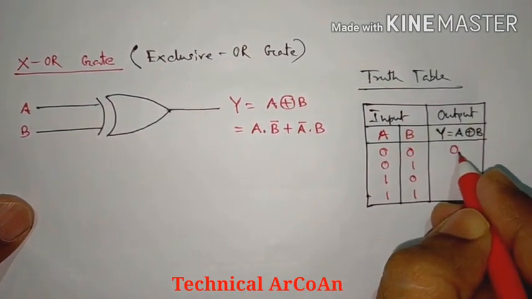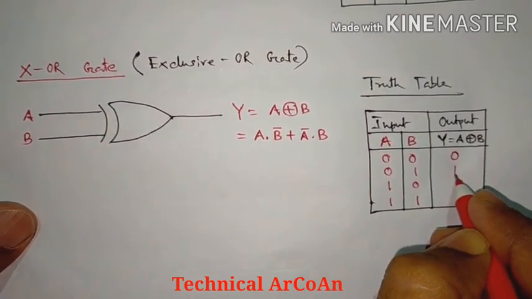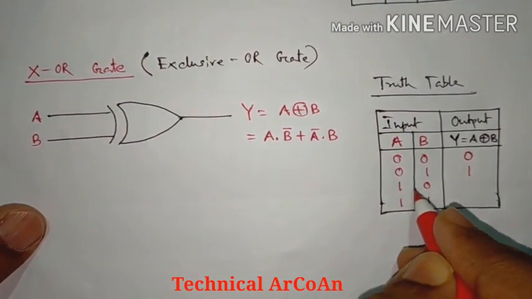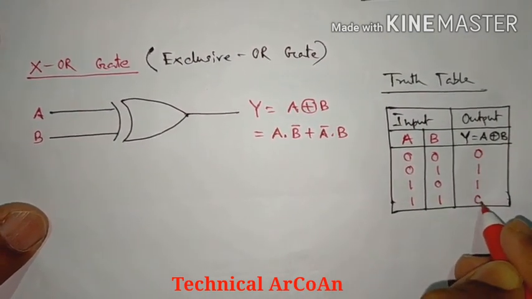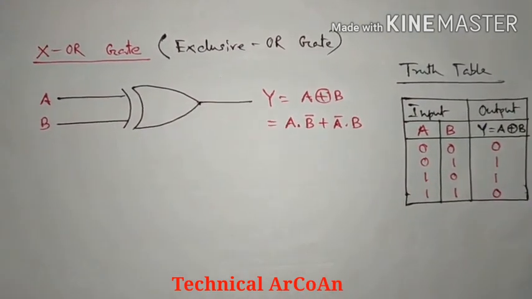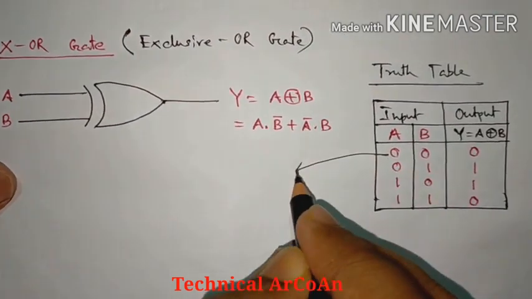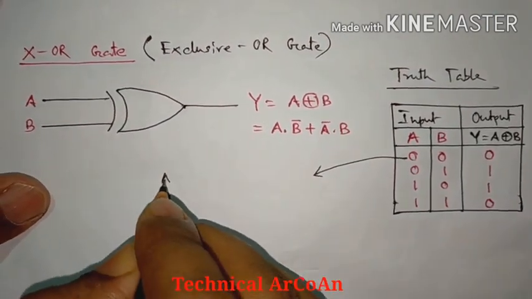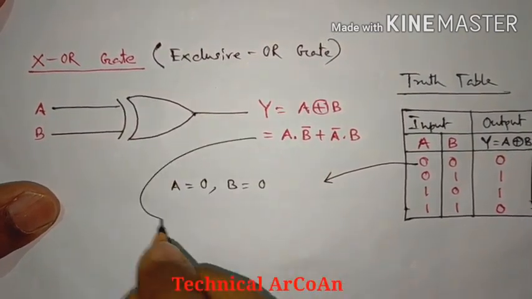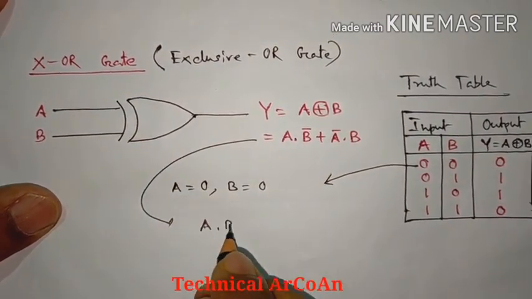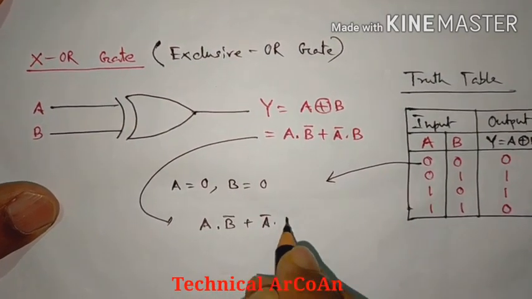For 0 0 we get 0 for XOR, for 0 1 we get 1 as output. When 1 0, then again we get 1 as output, and when 1 1 we get 0 as output. Now I will explain one case. Suppose we take this as an example. Here A is 0 and B is 0, and our expression is A dot B complement plus A complement dot B.